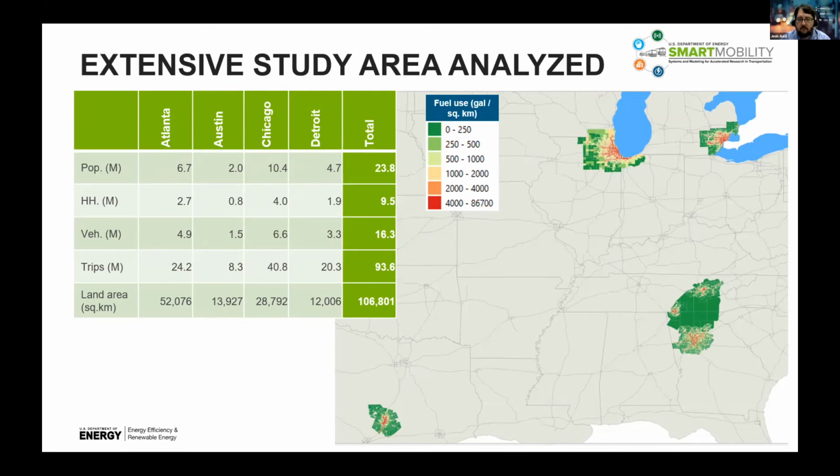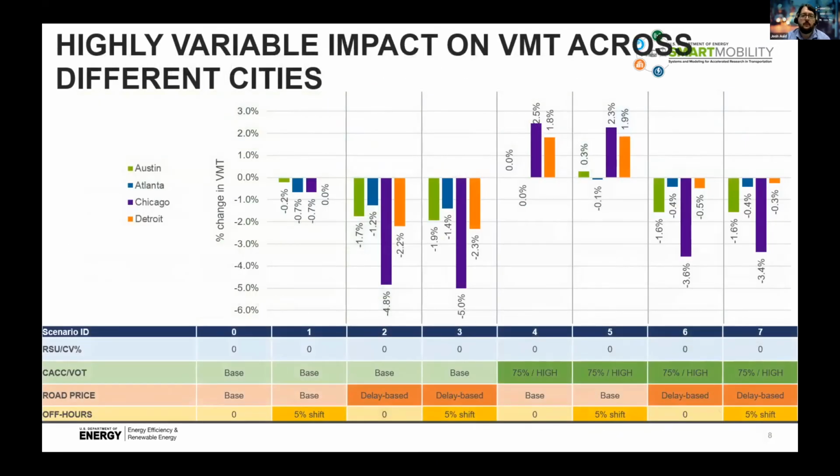So we say this is the geographic size of South Korea with the population of Australia. So it's quite extensive, geographically and in terms of population scale, the models that we are running here. Just in terms of results, again, it's a lot of runs. It's thousands of simulation runs. So a lot goes into pulling this together.